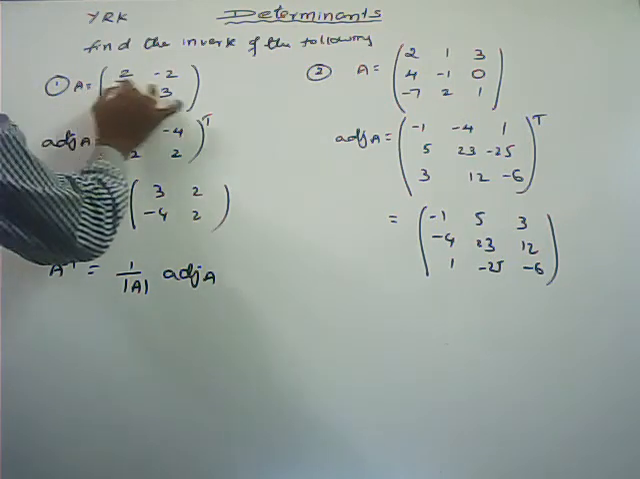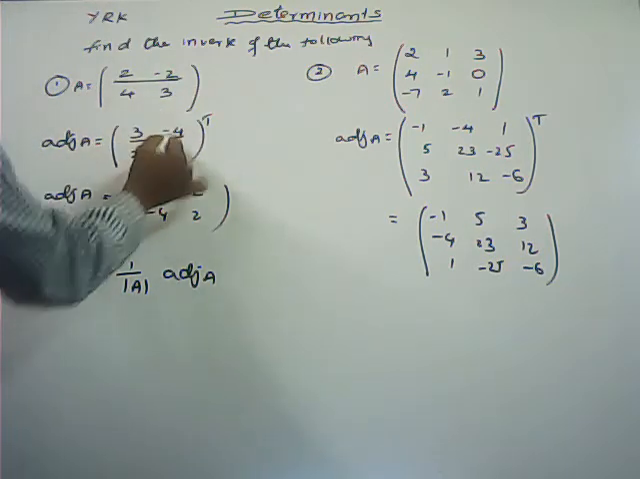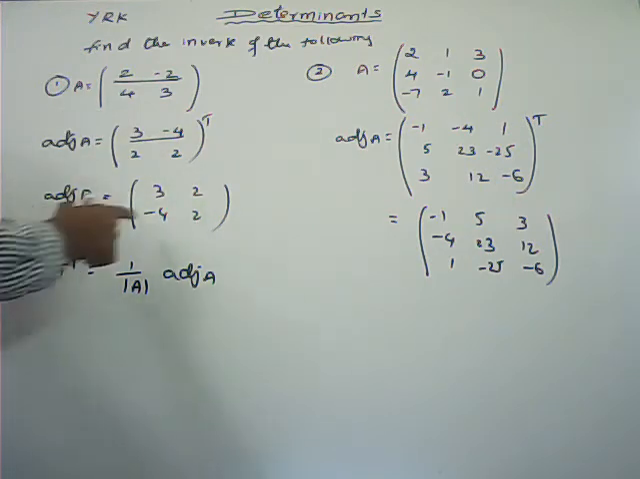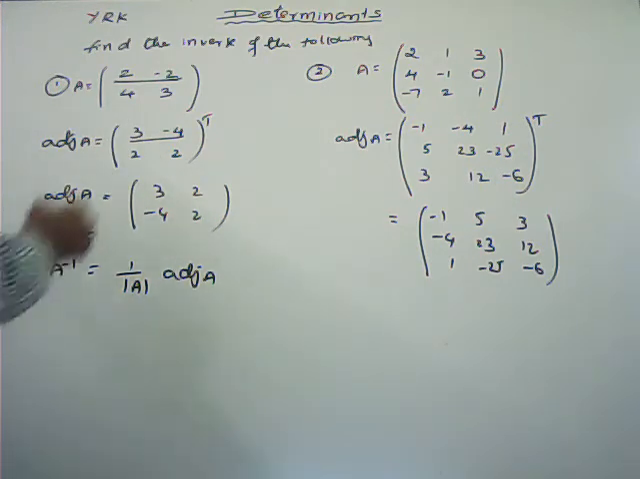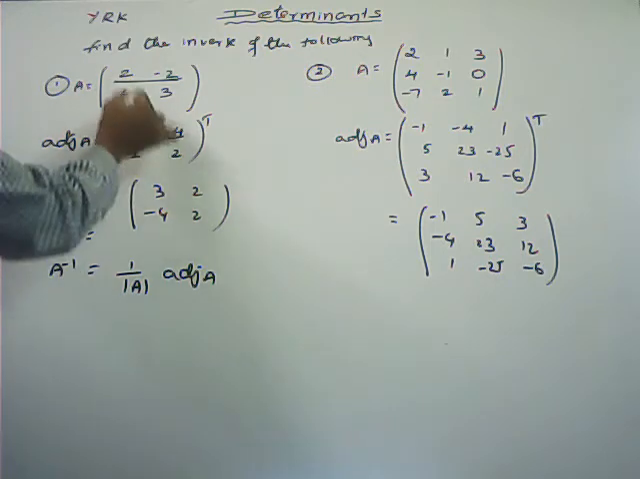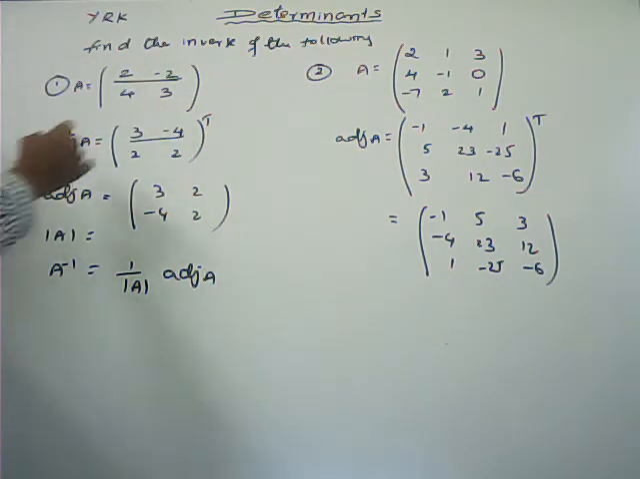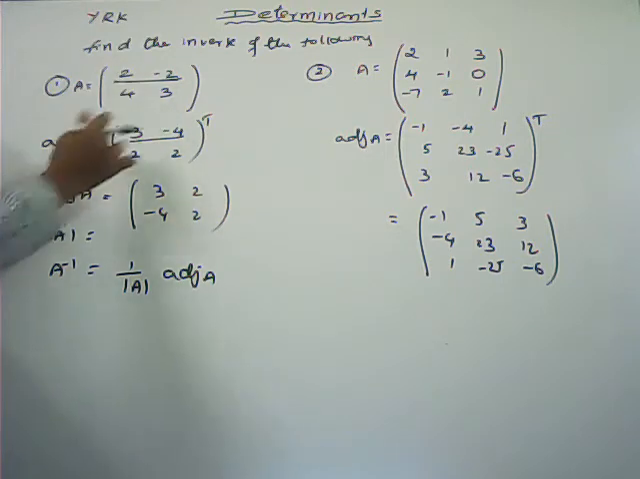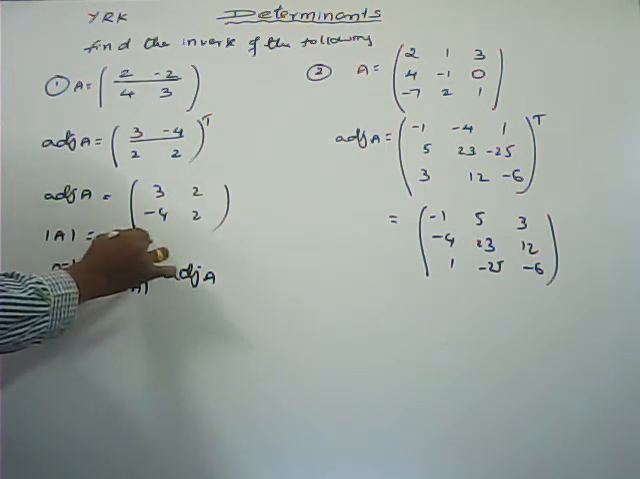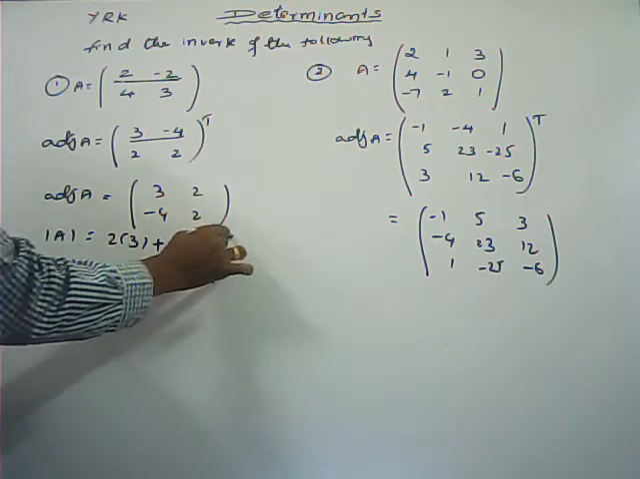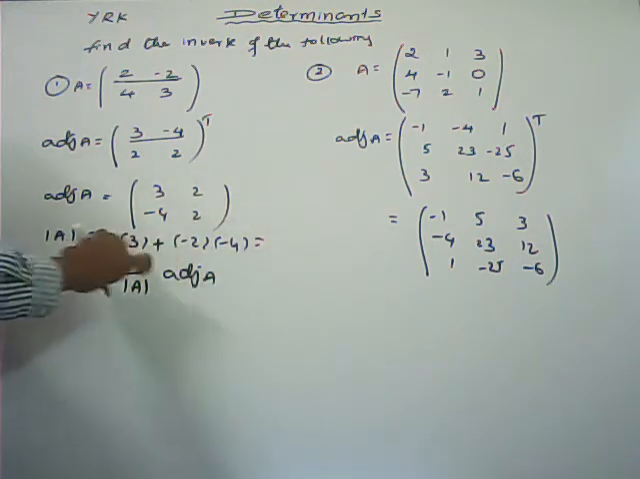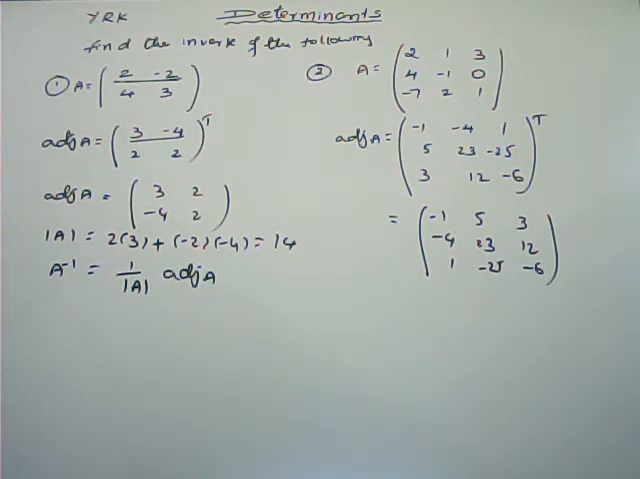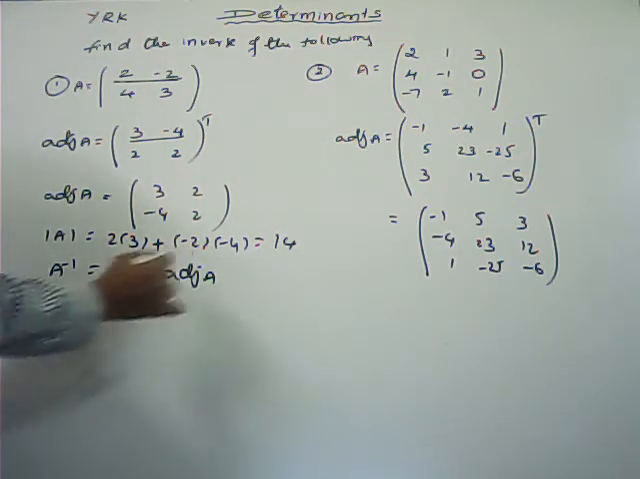For example, here if I take the first row, here this is the transposed matrix. Transposed of this one. So these two are the corresponding cofactors of these two elements. So the sum of the product of the elements of the first row with their corresponding cofactors, 2 into 3 plus minus 2 into minus 4, that is equal to 8 plus 6, that is 14. That is the determinant of the matrix. That is not equal to 0.